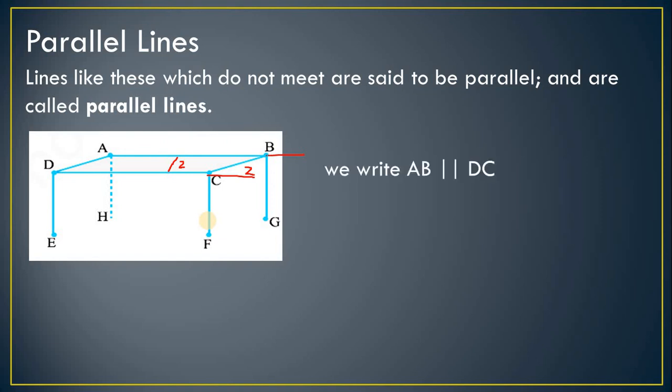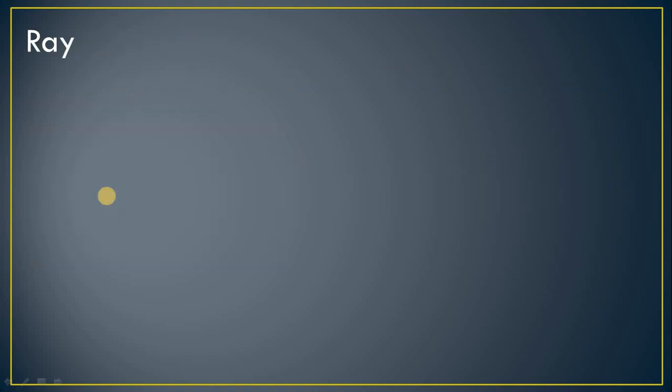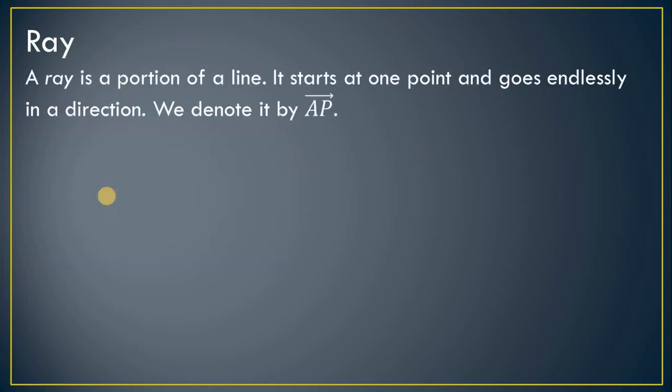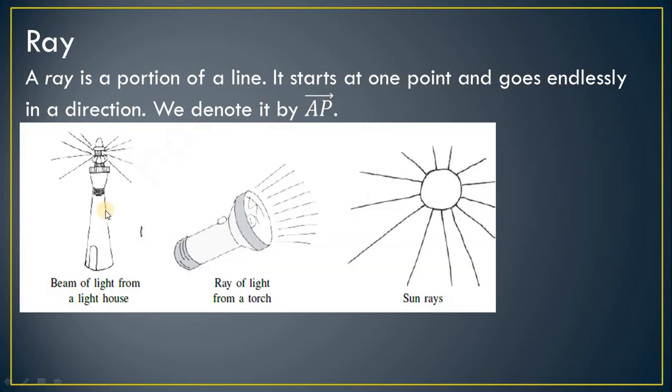So here these lines are called parallel lines. We write AB parallel to DC. Here one more line is parallel, AD is also parallel to BC. Here also you can say DC is parallel to AB. Like that you can specify. Next one is ray. Ray is a portion of a line. It starts at one point and it goes endlessly in a direction. We denote it by AP. Here the direction of the arrow is on one side. It means you can extend it from only one end. This is the concept of ray.